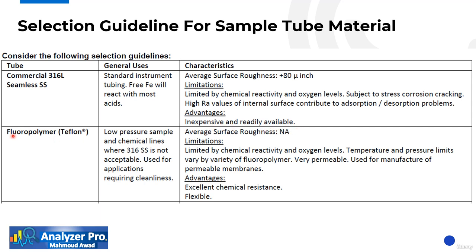The second material is fluoropolymer or Teflon. This is generally used for low-pressure sample and chemical lines where 316L stainless steel is not acceptable. It is used for applications requiring cleanliness. It is limited by chemical reactivity and oxygen levels. Temperature and pressure limits vary by variety of fluoropolymer. Also, it is very permeable. Its advantages are excellent chemical resistance and its flexibility.